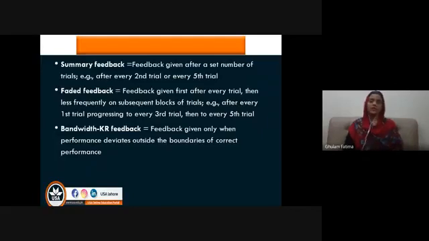But talking about the bandwidth KR feedback, this is the feedback we only give when the performance deviates from the correct performance. This type of feedback is only given when the patient is at a higher level of recovery and motor learning, and the patient is able to perform the activity by himself, and you have already given a lot of feedback. At the advanced level of rehabilitation, you only prefer to give feedback if the patient is making a mistake again and again, or the mistake is becoming a part of that performance. Or sometimes the patient is performing correctly, but very seldom makes some mistakes, then feedback is given. That kind of feedback is called bandwidth KR feedback.